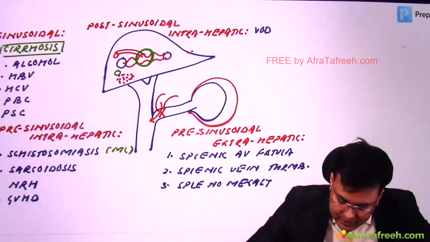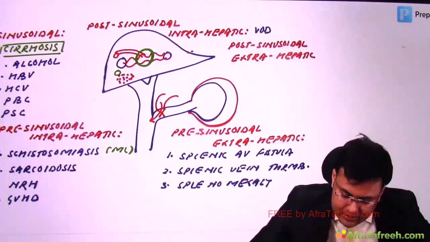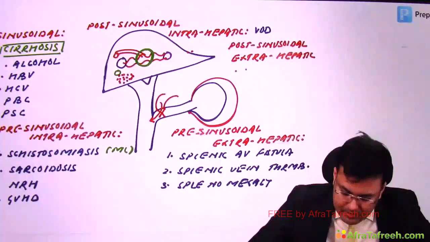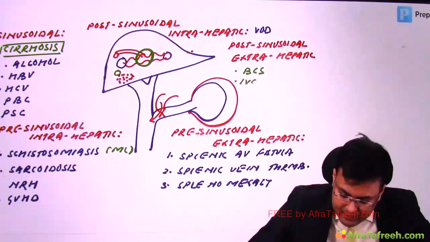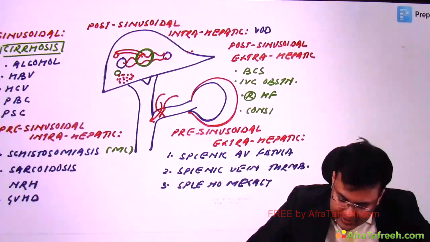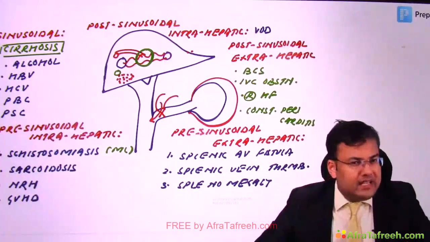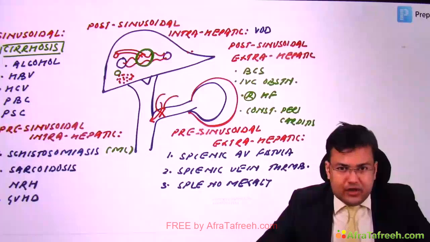So post-sinusoidal extrahepatic causes include Budd-Chiari syndrome, IVC obstruction, right-sided heart failure, and constrictive pericarditis. Clear? If you remember this image, you can easily crack any MCQ related to etiology.